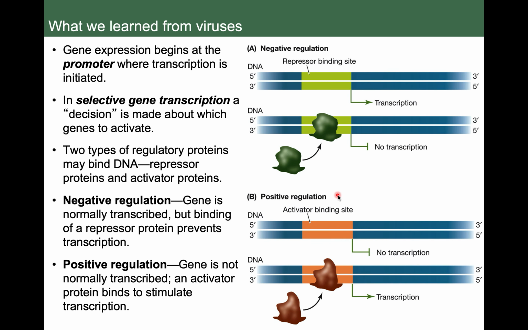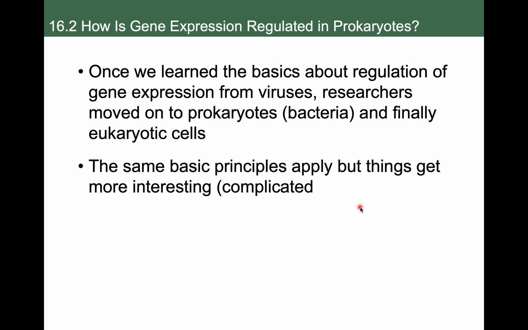But you could have just the opposite type of situation where you could have some sort of enhancer type protein that comes in and binds and actually helps RNA polymerase work more efficiently. So you would actually get more transcription or faster transcription in that case. So we could fine tune the amount of transcription through either negative or positive regulation. So those are the basics that we learned from viruses.